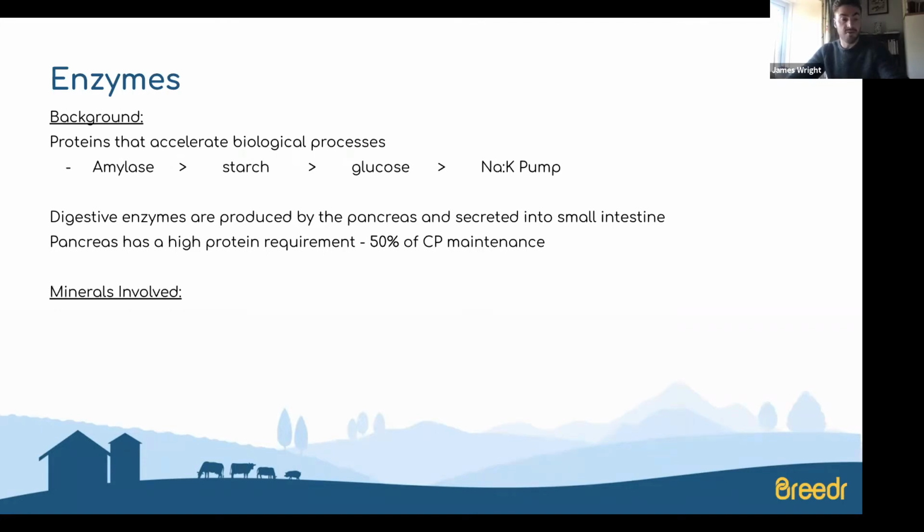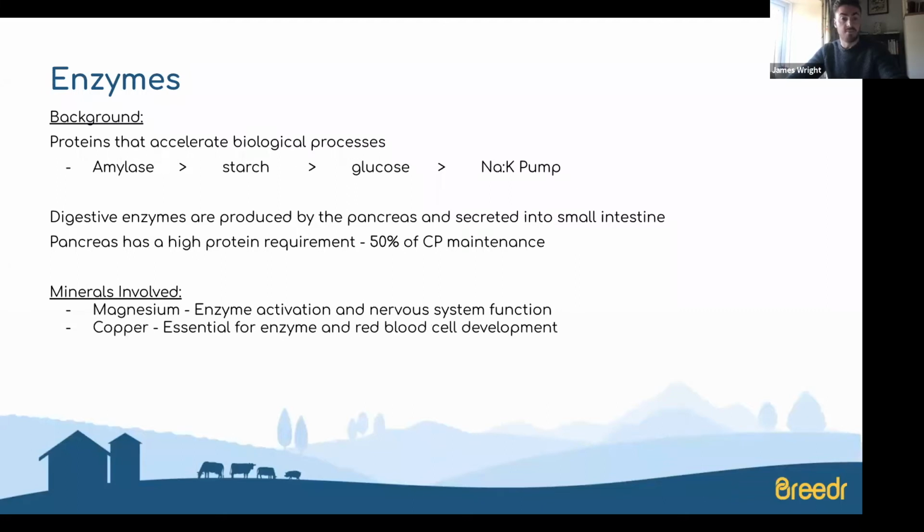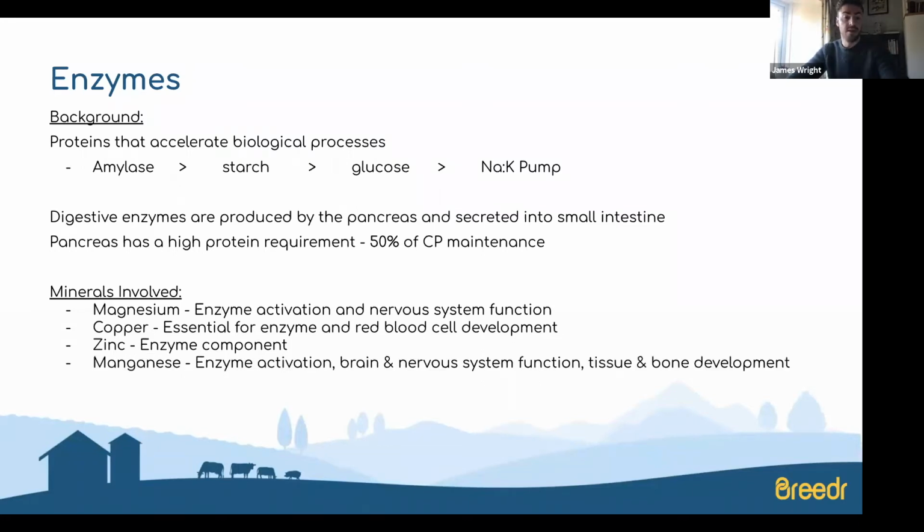So the minerals involved with enzymes, there are quite a few. Magnesium, really important for activating those enzymes. Copper is important for the development of those enzymes. Zinc, again, a vital component of enzymes. Manganese, similar to magnesium, is really important for activating them.